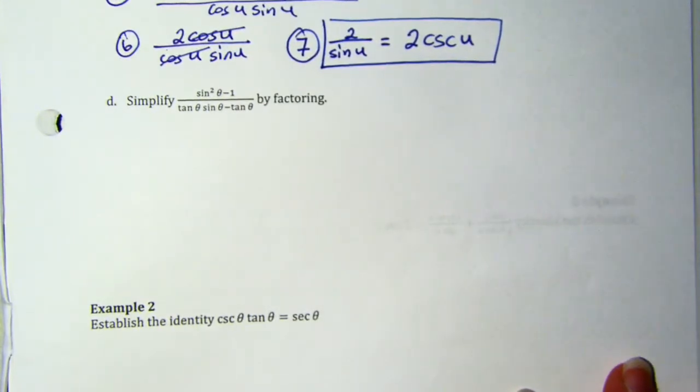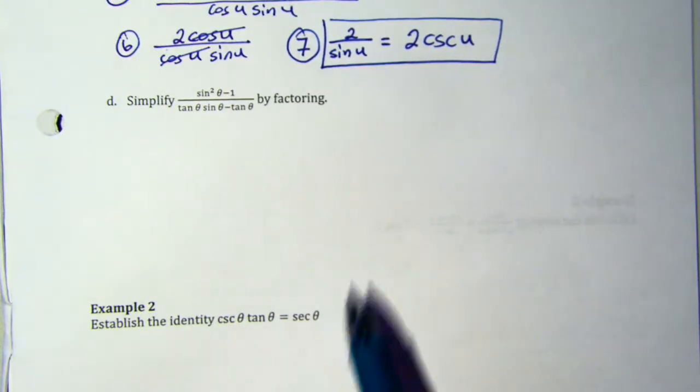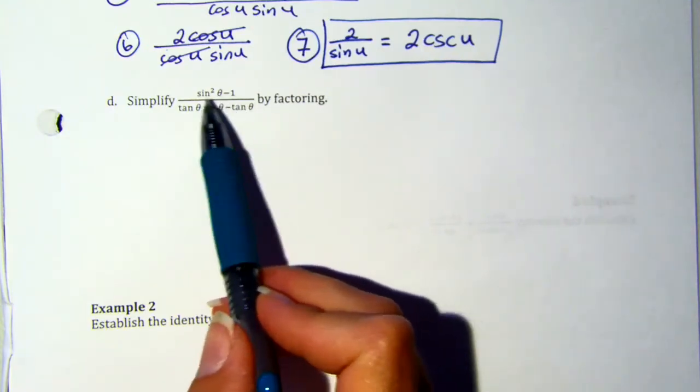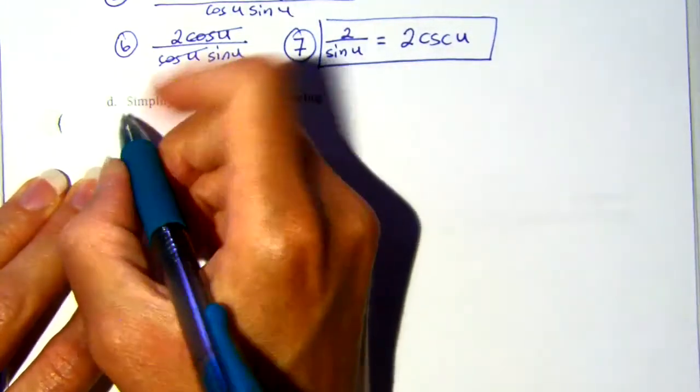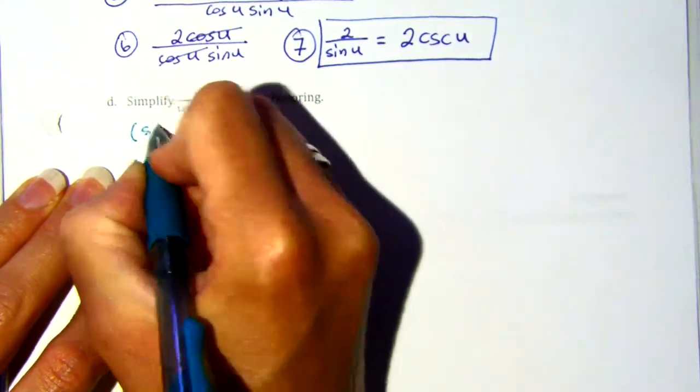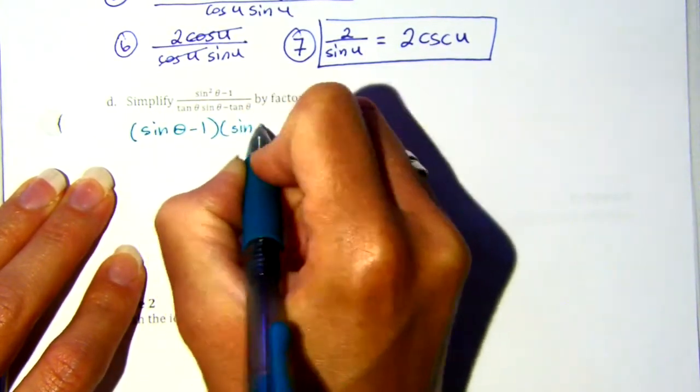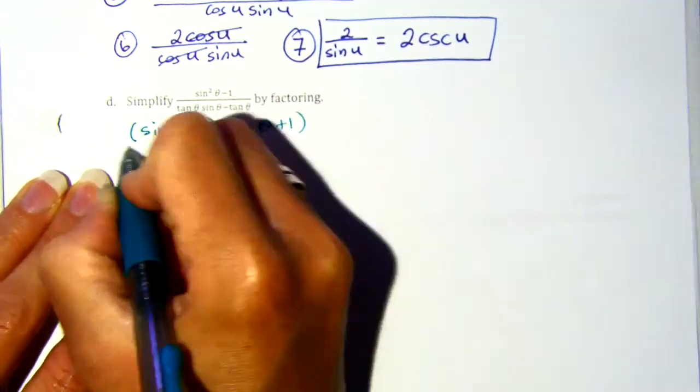Factoring. Factoring comes up a lot in these problems. If you see something squared, you might be able to factor. Sine squared theta minus 1, that is a difference of perfect squares. When we factor it, it becomes sine of theta minus 1 times the sine of theta plus 1.